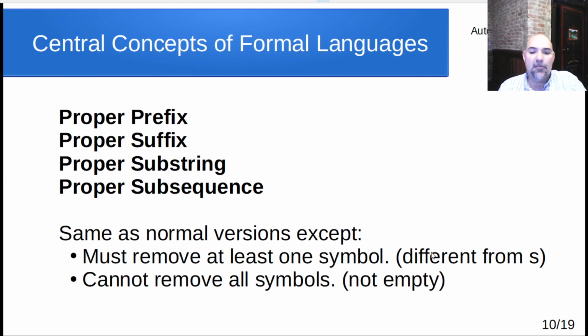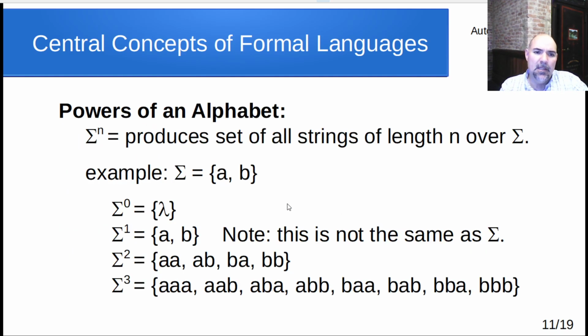And we're not allowed to remove all of them. We're not allowed to have it be just lambda left over. So those are the only two differences. So a proper prefix is going to be shorter than the original string, but not length 0. And that's true for all of those.